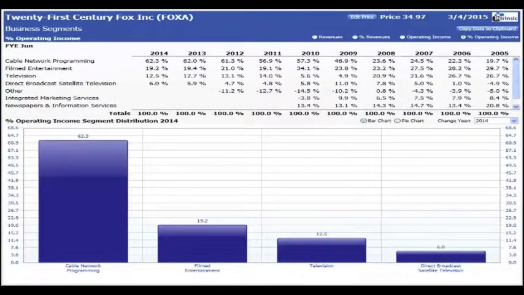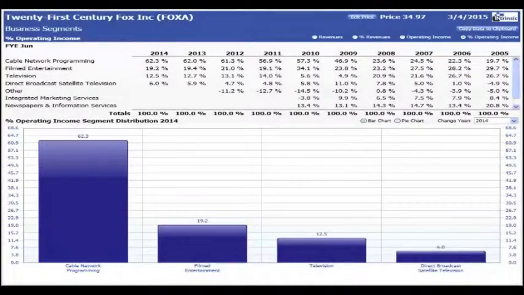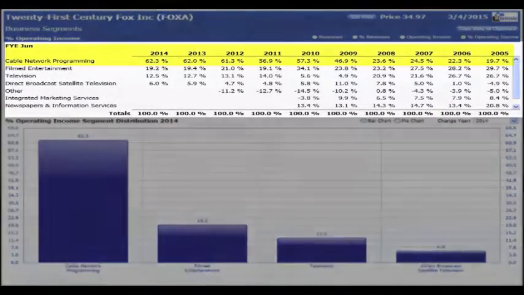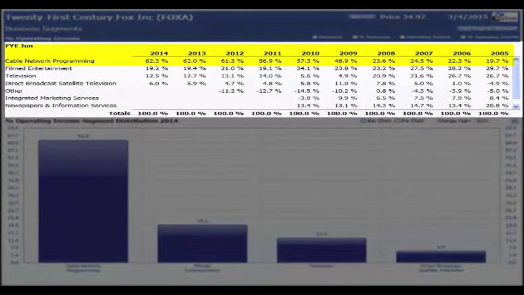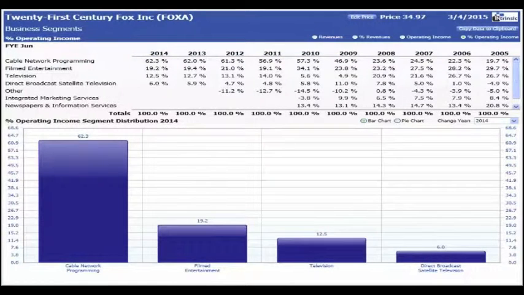The table data for 20th Century Fox shows that their largest segment in terms of operating income is cable network programming. Following that row of data back several years, we see the segment has been growing. From 2008 to 2009, the segment percent of operating income increased from 23.6 to 46.9, which is a very large increase. An investor may want to investigate what changes occurred that year to allow for this increase.